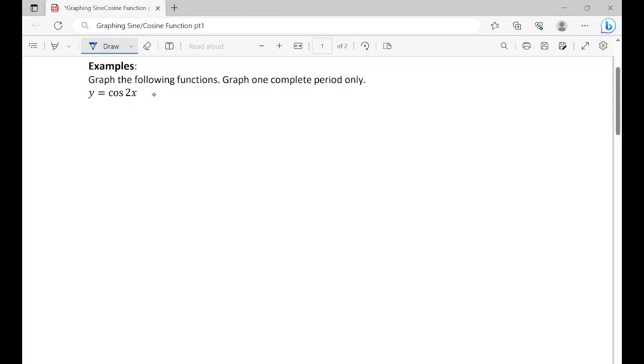Now this has no horizontal or vertical shifts, so its basic function is just y equals a cosine kx. Let me clean up that k just a little bit. There we go. So first thing I'm going to do is find my amplitude. My amplitude is just the absolute value of a. In this case, a is the number in front of cosine, which is a 1. So the absolute value of 1 is 1. Nice and easy.